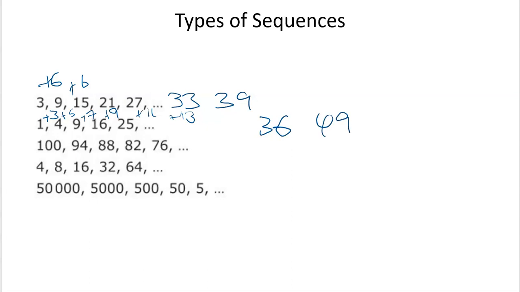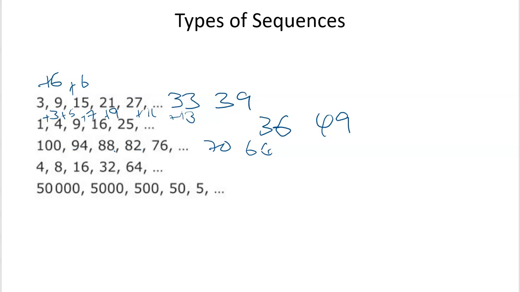Here it's going down, so it's probably a subtraction arithmetic situation. Minus 6, minus 6, minus 6, yeah, so it's taking away 6 each time. So we can just carry that on, take away 6, and take away 6.